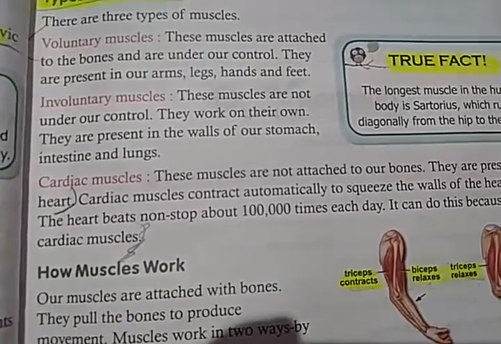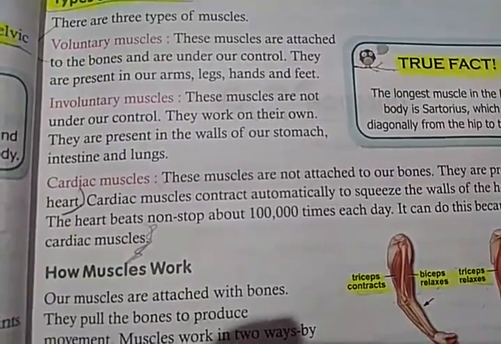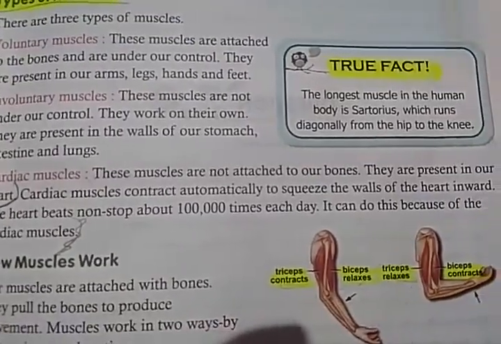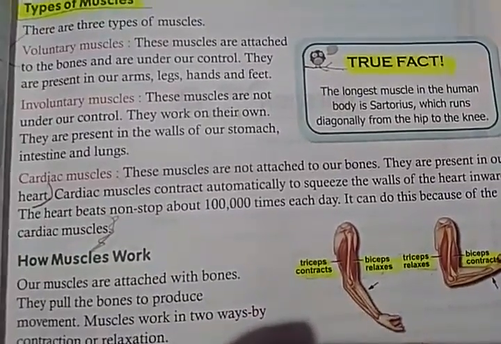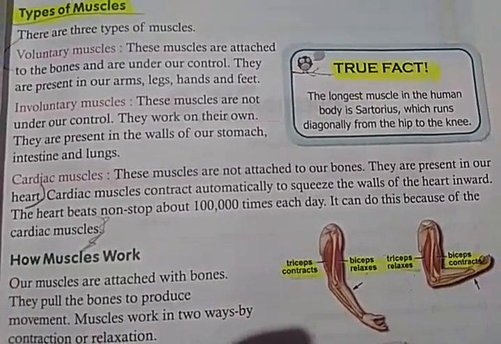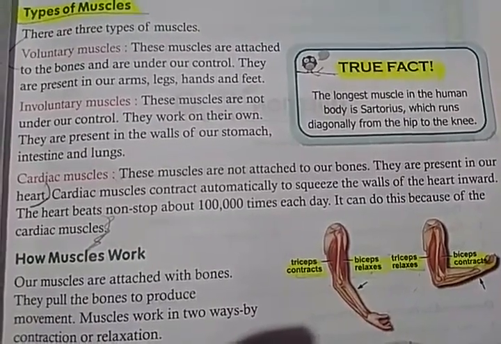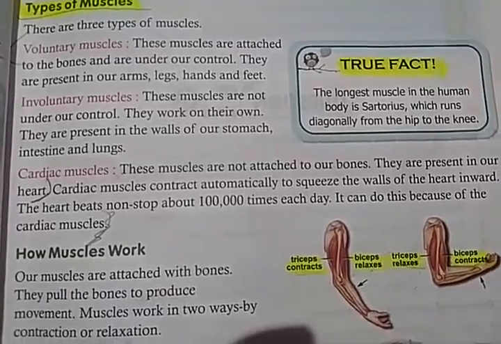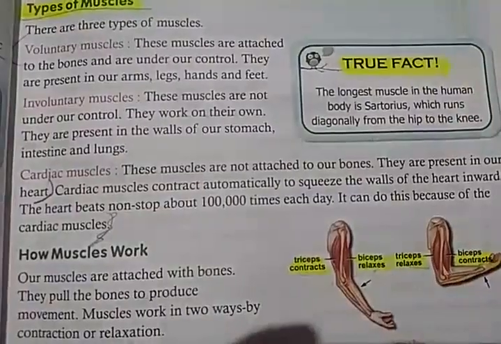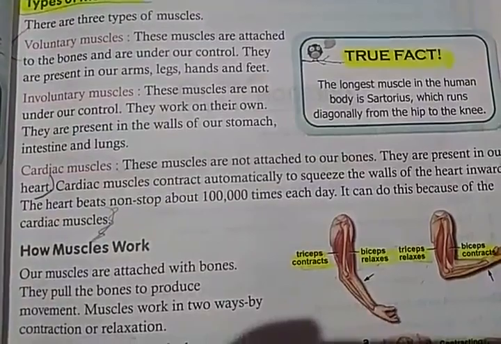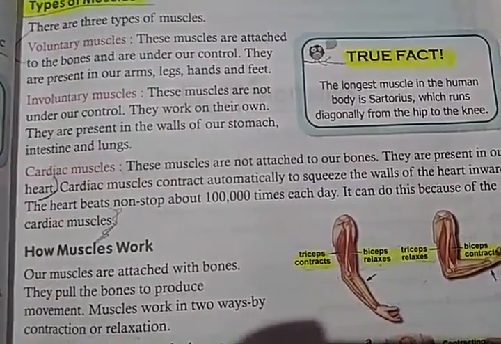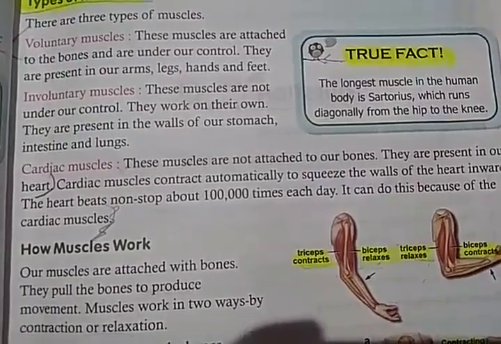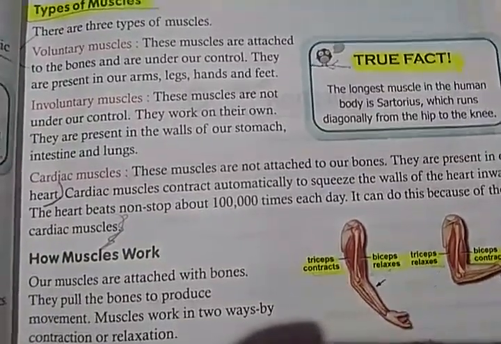Now cardiac muscle. The muscles are not attached to our bones. They are present in our heart. Cardiac muscles contract automatically to squeeze the walls of the heart inward. The heart beats non-stop about 1 lakh times each day. It can do this because of cardiac muscles.